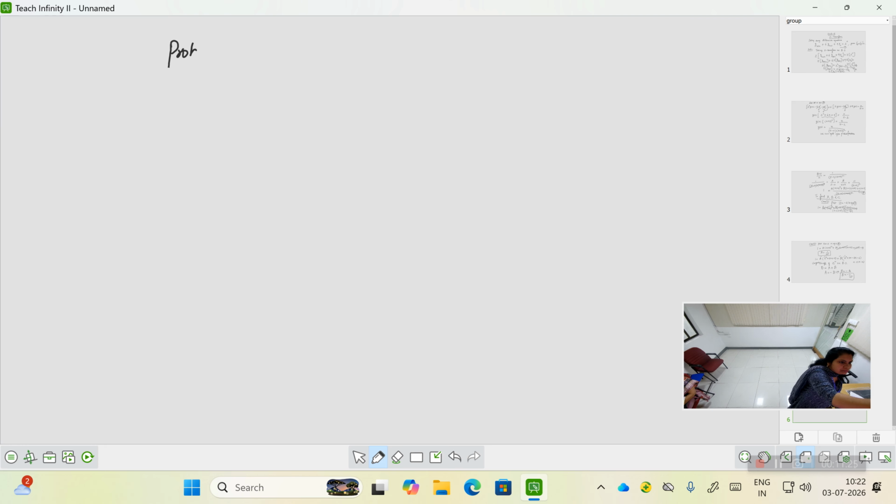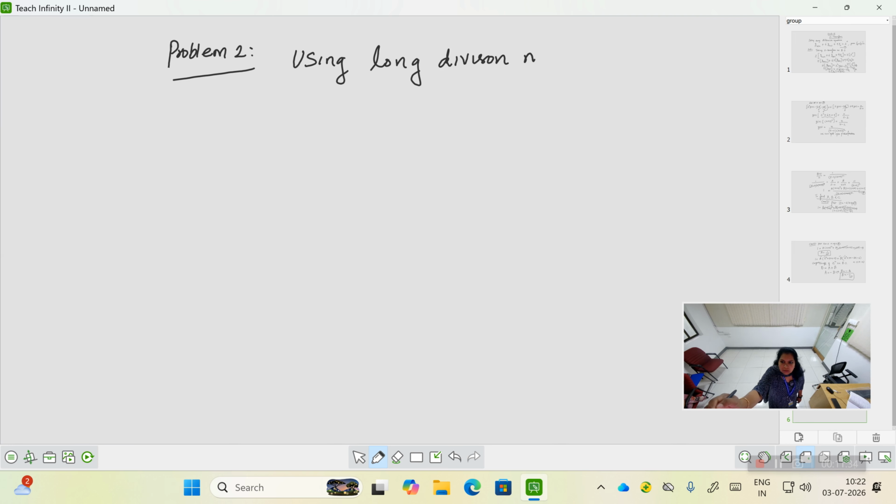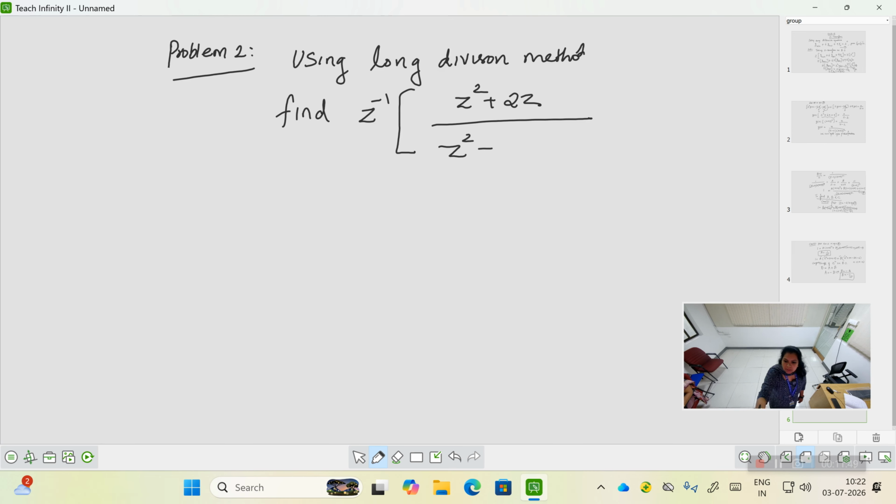Problem 2. Using long division method. So partial fraction we have seen. Now we will look at the long division method. Using long division method, find z inverse of z square plus 2z divided by z square plus 2z plus 4. The question. Okay, we'll find it by long division.